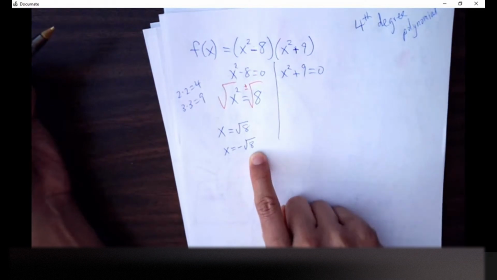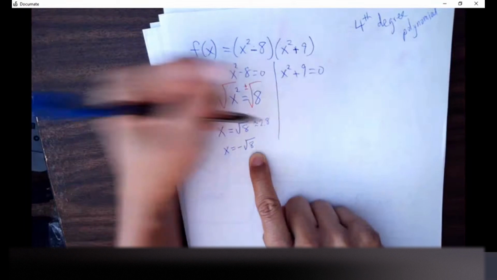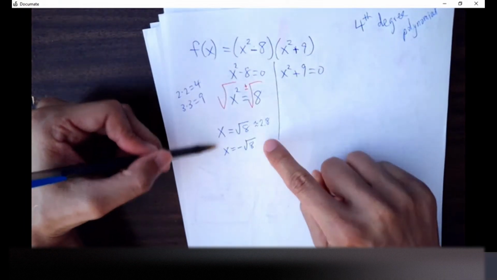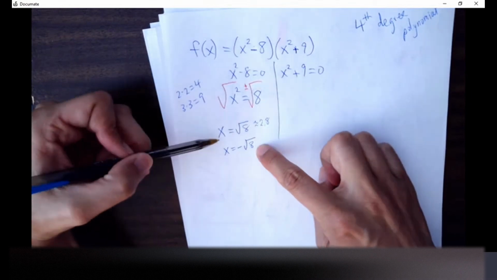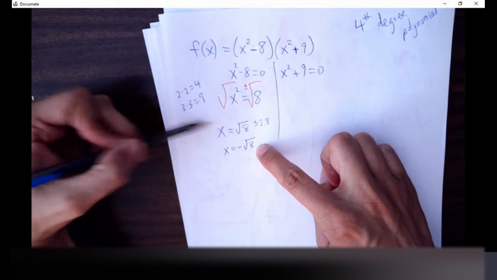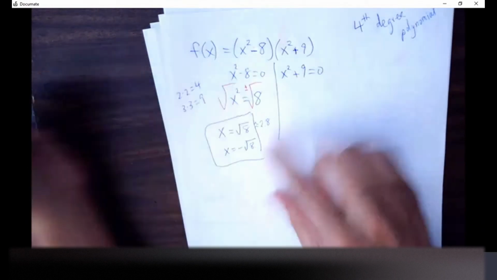But just to give you an idea, it's around 2.8. We know it's somewhere between 2 and 3, so it's about 2.8. Now, these are still real numbers. It's not pretty, it's a decimal, but it's still a real number because you can locate it on the number line, or you can have an idea where it's going to land on the number line. Yes. Okay, so these are two solutions.